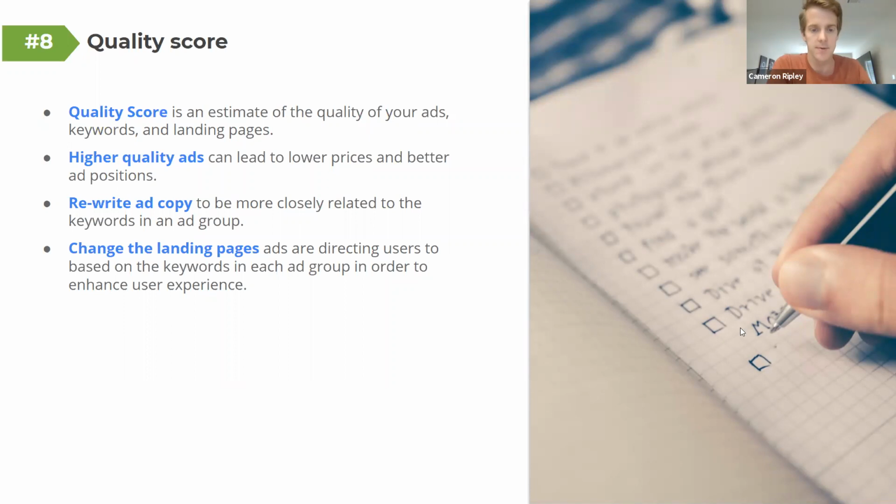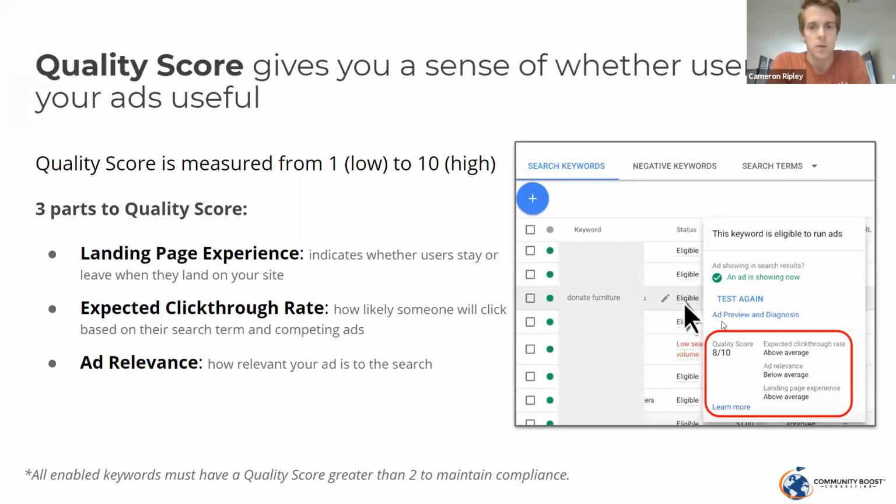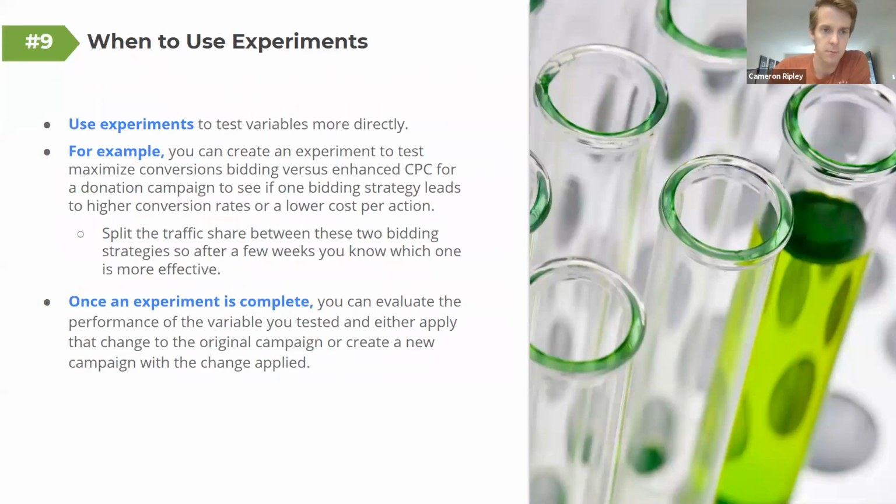So to see this formula, the quality score basically breaks down into landing page experience, the expected click-through rate, where a higher click-through rate means a better quality score, because Google sees that as a leading indicator that people like your ads, and then ad relevance. So the relation of the terms.